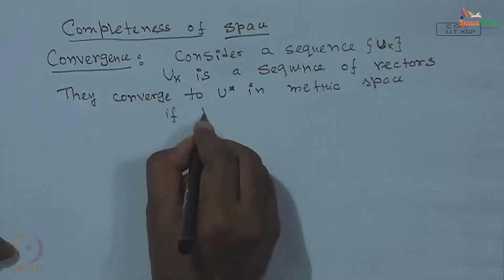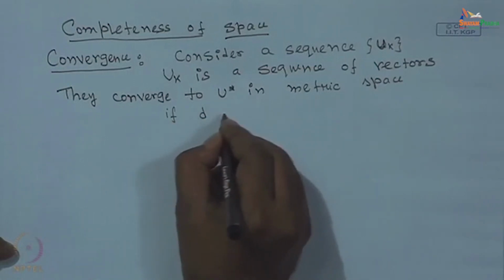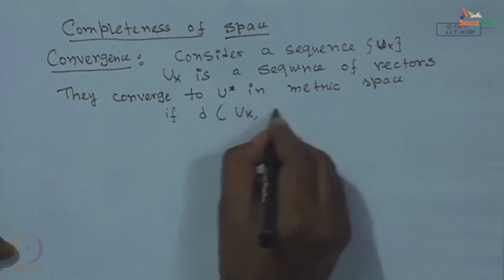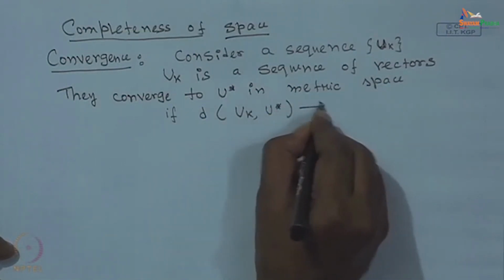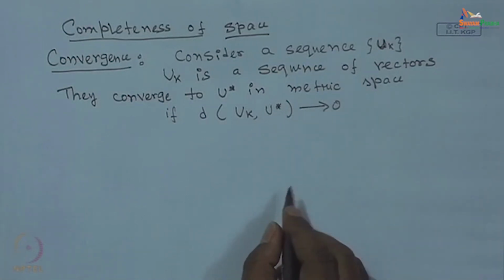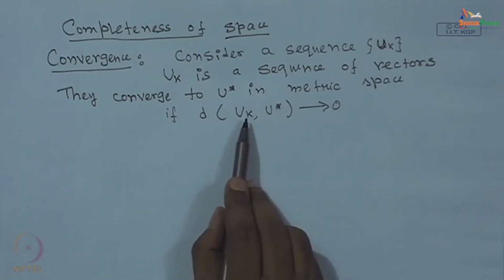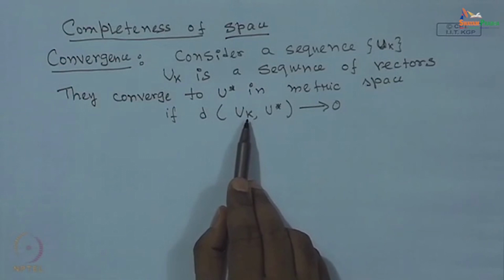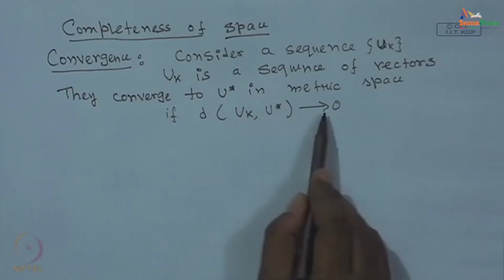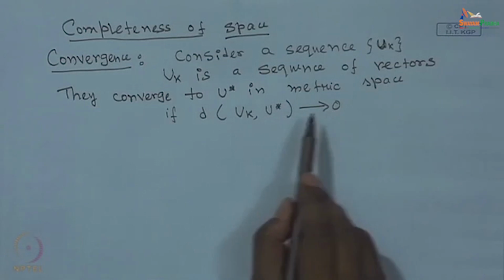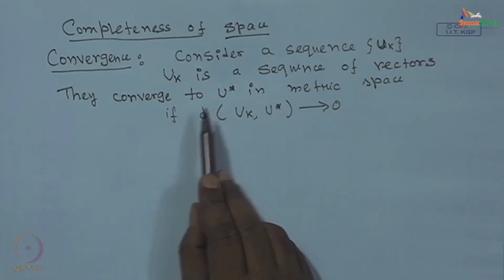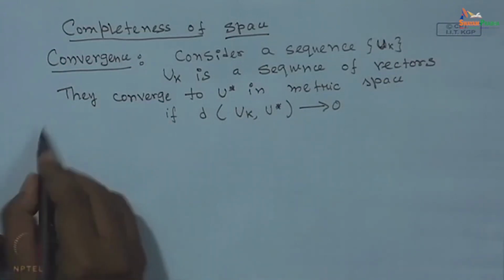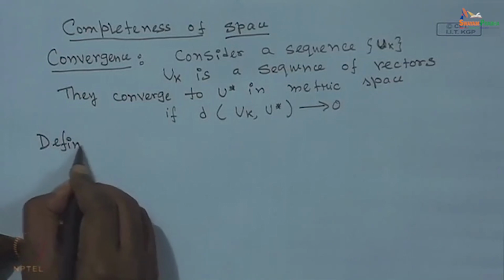if the metric between the kth element u_k and u star tends to 0. If the metric between the kth element of the sequence and u star tends to 0, then we call the sequence u_k converging to u star. Now, what is the exact definition?